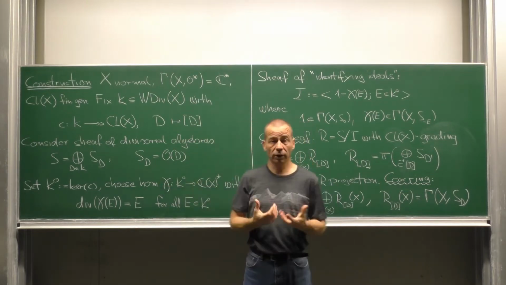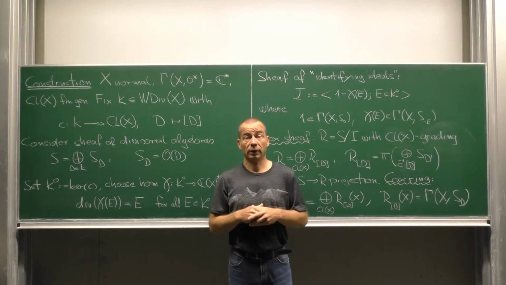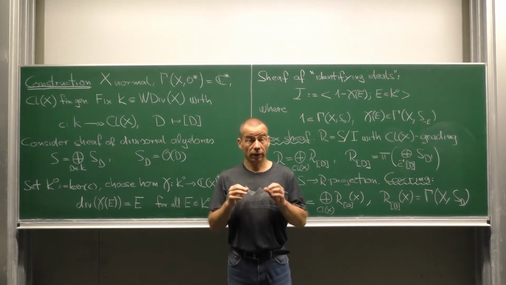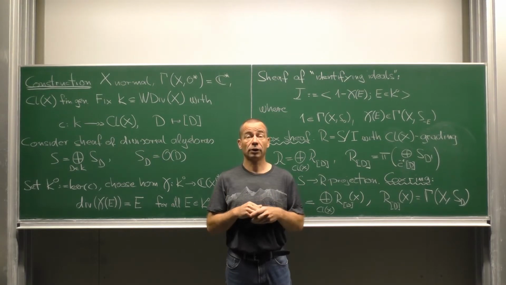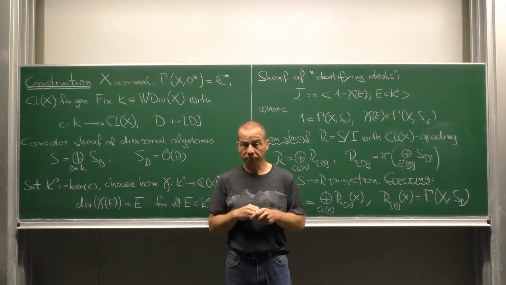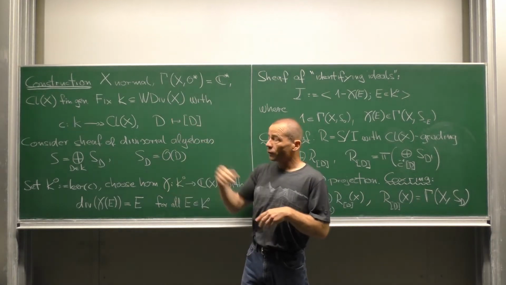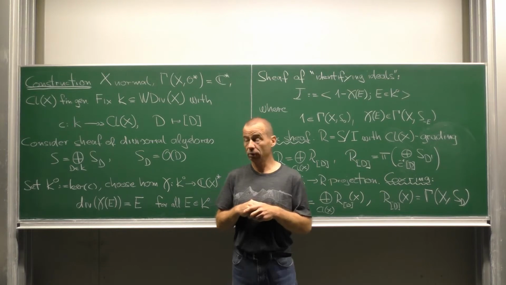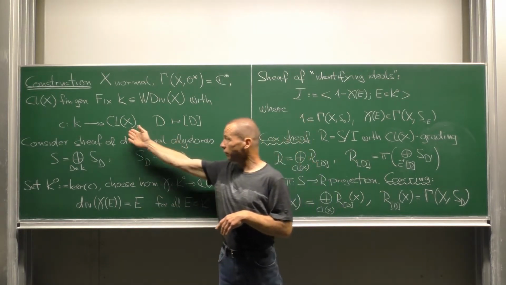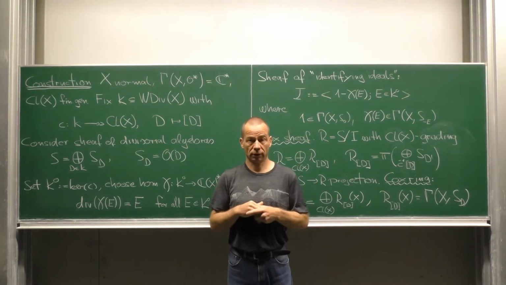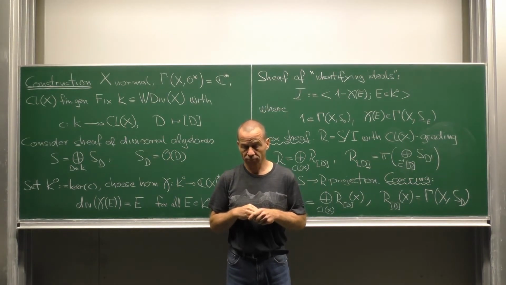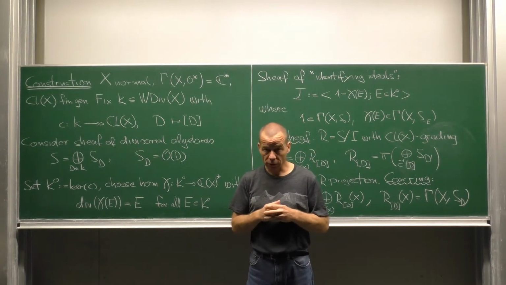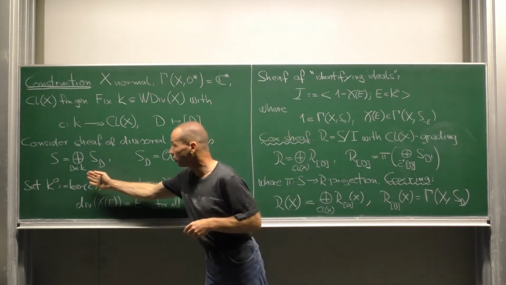X is a normal variety. We assume that every invertible global function is constant on X and that X has a finitely generated divisor class group. The latter allows us to find a subgroup K of the Weil divisor group, mapping surjectively onto the divisor class group. Take a look at the sheaf of divisorial algebras associated with the subgroup K.